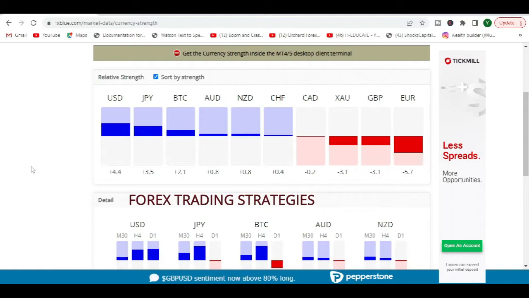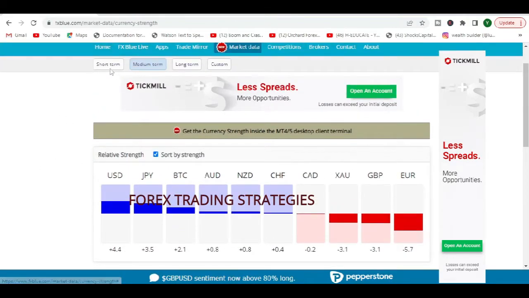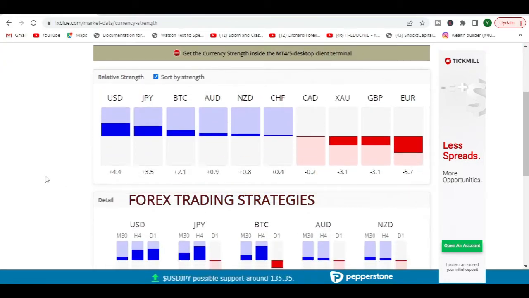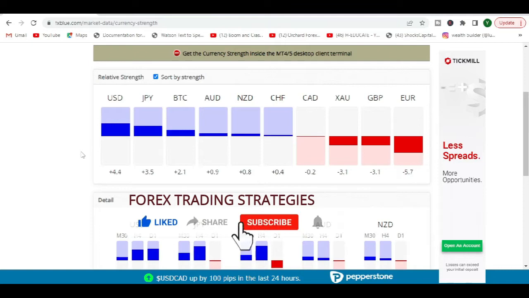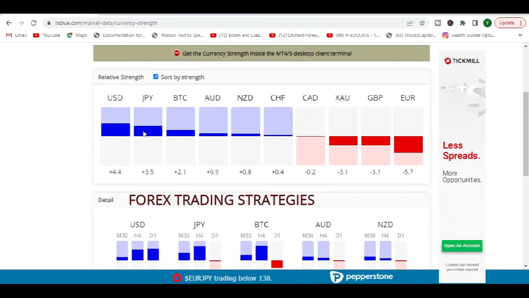For example, you can see here, because we have sorted by mid-term, you can go down to short-term, mid-term, long-term, or custom. Let's go back to mid-term. The mistake that I see people making is, for example, they just go onto their MetaTrader 4 or MetaTrader 5 and they just love the setup that they see on USD JPY. Let's look at the strength on USD JPY. You can see what's happening here. The dollar is strong, the Japanese yen is also strong. You cannot be trading both strong currencies at the same time.